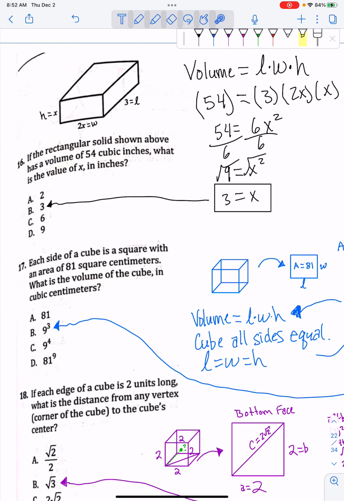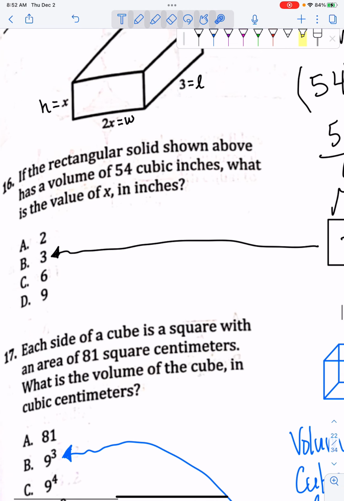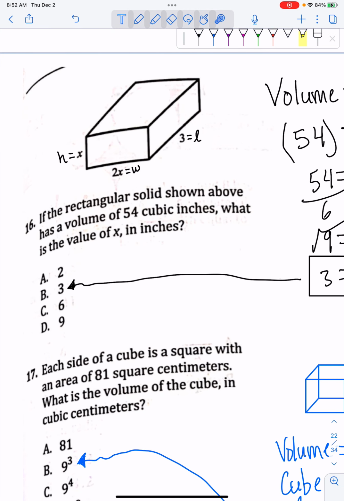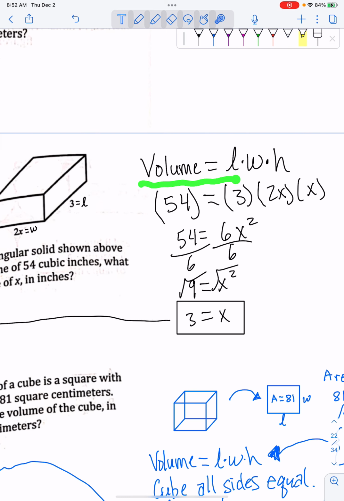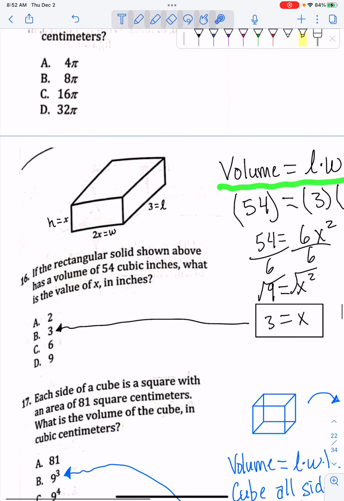All right, guys, so we have some geometry stuff to continue with, and hopefully me doing it this way is going to help you out. If the rectangular solid shown above has a volume of 54 cubic inches, what is the value of x in inches? So this whole thing, the volume is all the inside. Our formula is volume equals length times width times height, so we just label them.